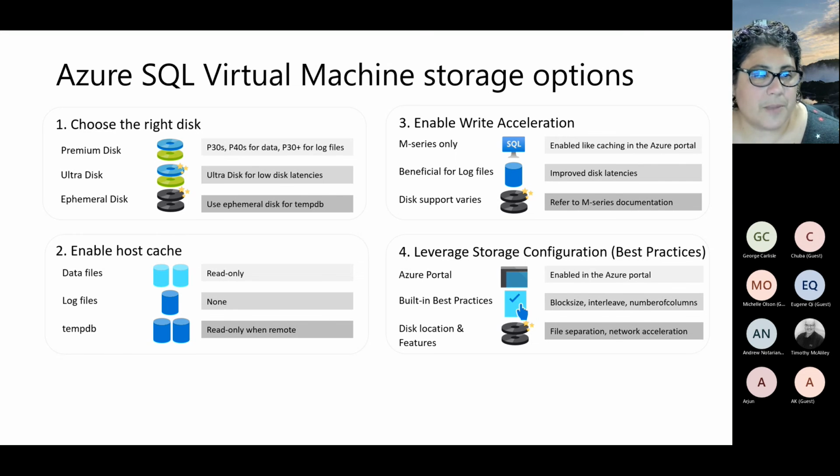Write acceleration is something that's only available on M series. So if you're using M series VMs, definitely turn on write acceleration for your log drives because that's going to give you lower latency on your log drives.